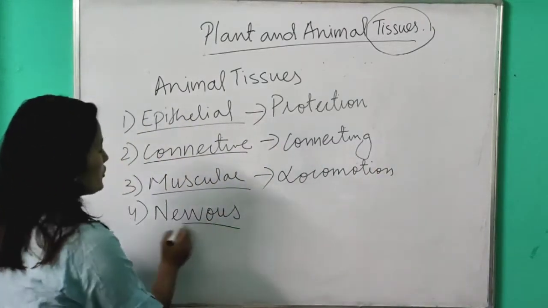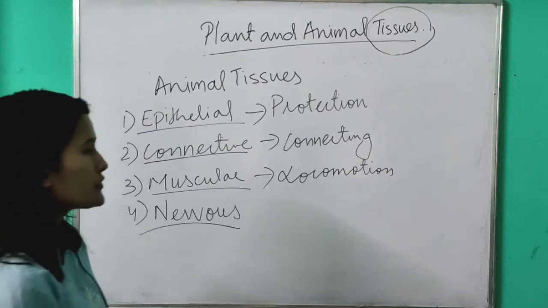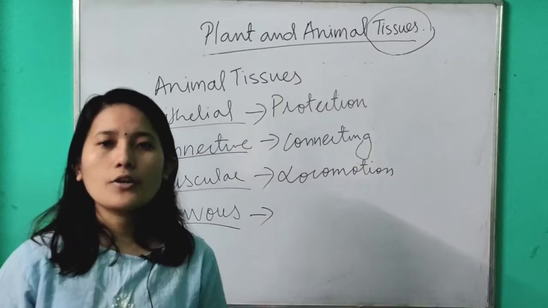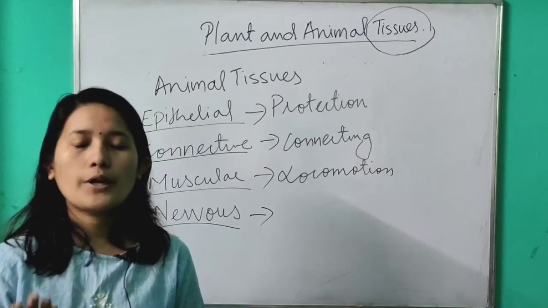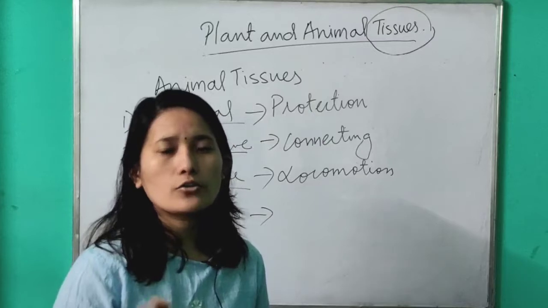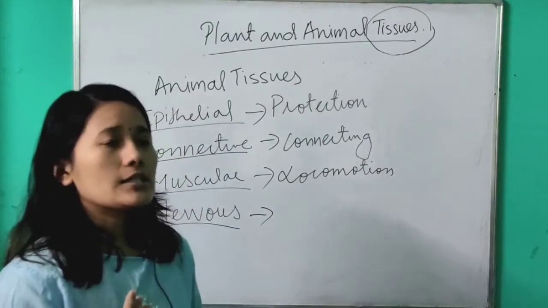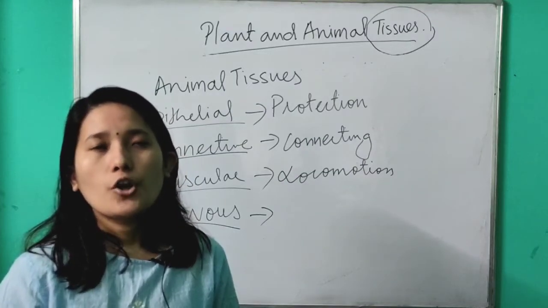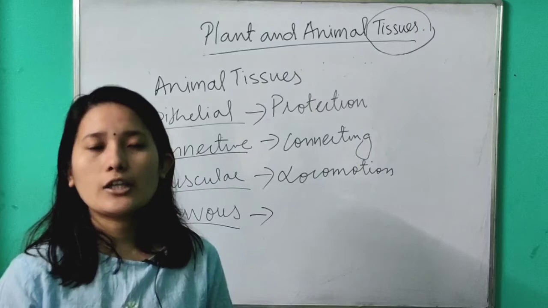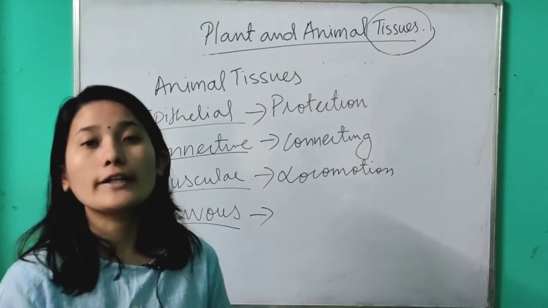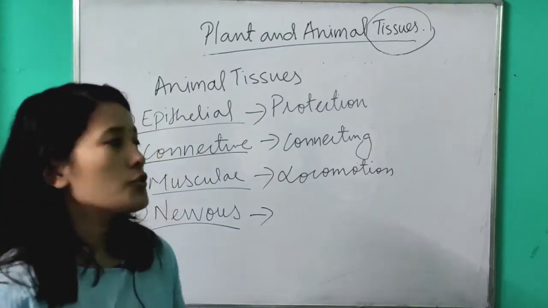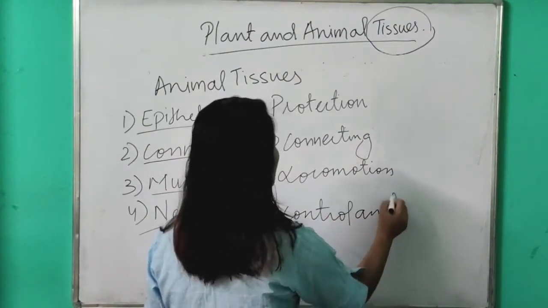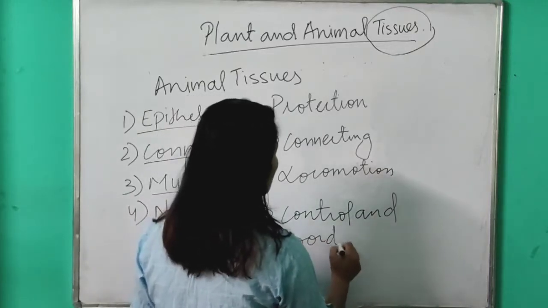Okay, now next comes your nervous tissue. Nervous tissue is made up of nerve cells, and what is the function of a nerve cell? To carry the message of our surroundings to the brain, and from the brain to the brain or spinal cord, and from the brain and spinal cord to the effector organs. That means it makes us aware of the surroundings and of what can be done in order to protect ourselves if there is any kind of danger. So it helps in controlling and coordinating our body. Overall you can say control and coordination is brought about by your nervous tissue.